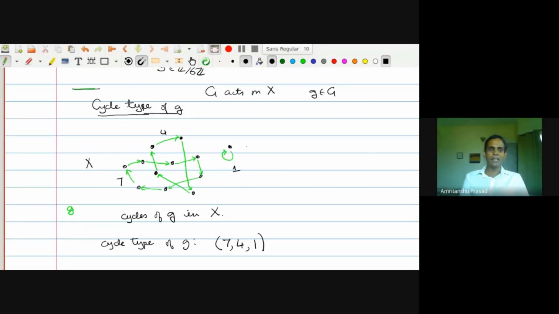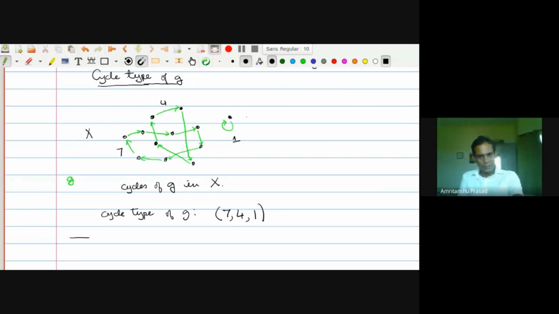So we know that each element g acts as a bijection, and it's going to give rise to a cycle decomposition. So this is the cycle type of g. Okay, I hope this is clear. I didn't explain it in full detail, but intuitively the idea is very simple. You have a group element acting on a set, and you just see how the set breaks up into cycles.